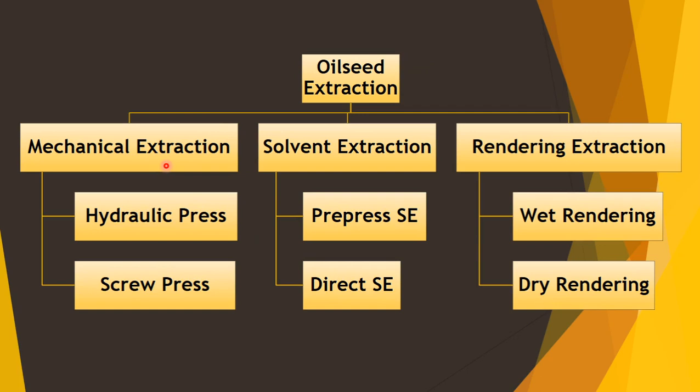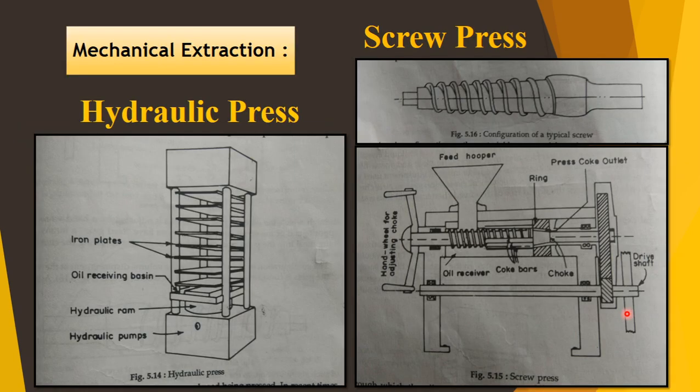Then the process of oil extraction is generally of three types, that is mechanical extraction, solvent extraction, and rendering extraction. In mechanical extraction there is hydraulic press and screw press. In solvent extraction it is pre-press solvent extraction and direct solvent extraction. Then in rendering extraction, that is wet and dry rendering. So let's begin with the mechanical extraction.